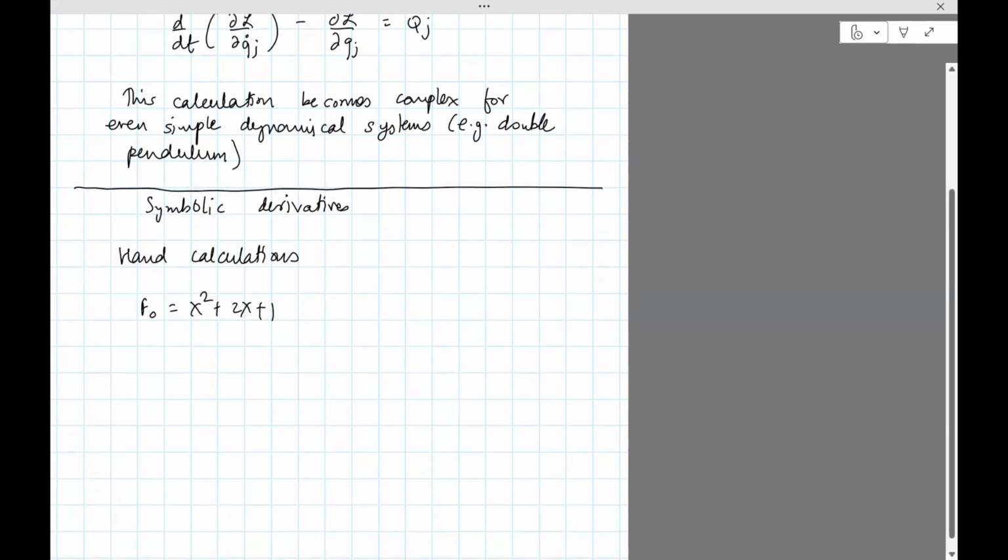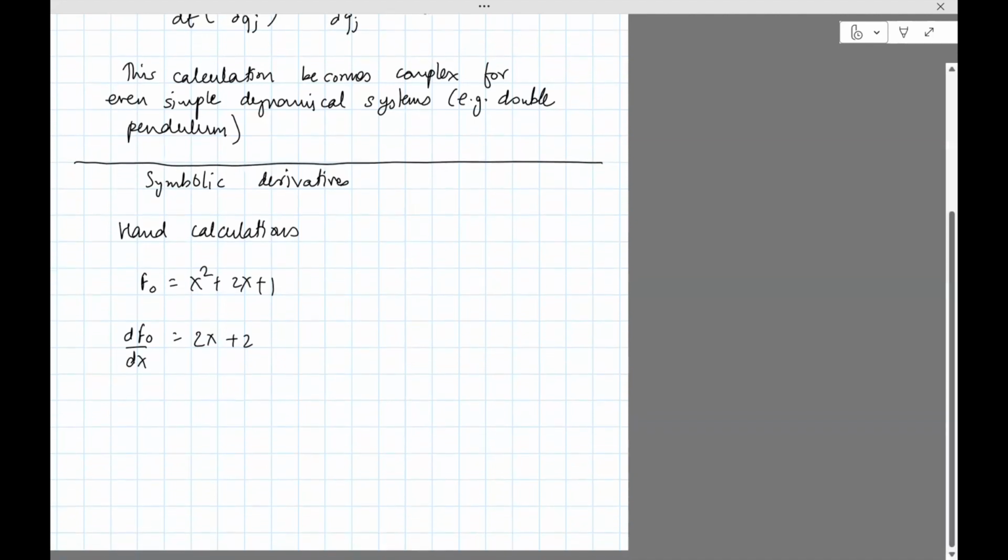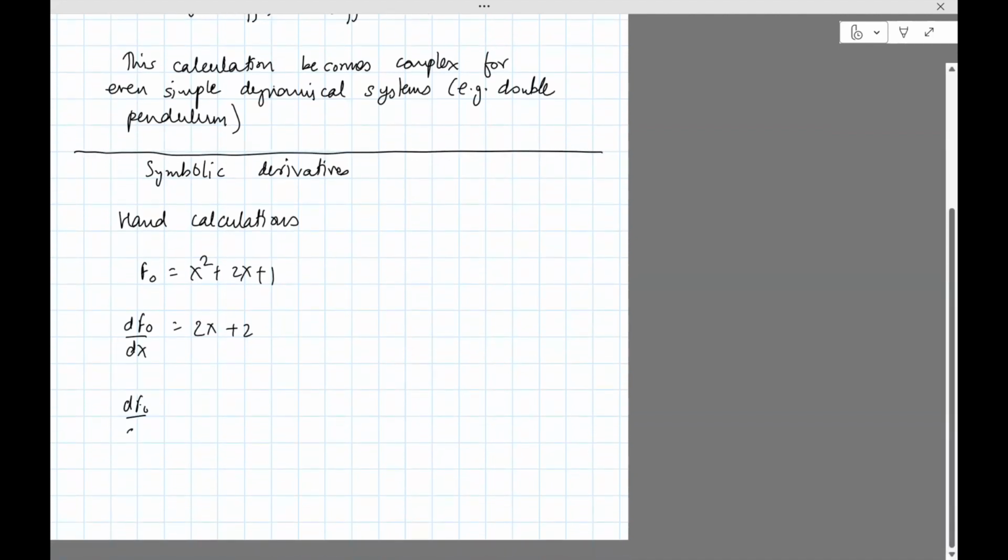Okay, fairly straightforward. If you know the derivative of x squared, that's 2x. The derivative of 2x is 2, and that is our answer. Now, if you want to compute the value of df/dx at, let's put x equals 1, then all you do is you sub in the value and you get 4, right? So far, you've done these calculations by hand.